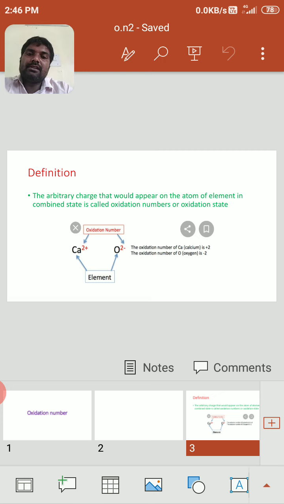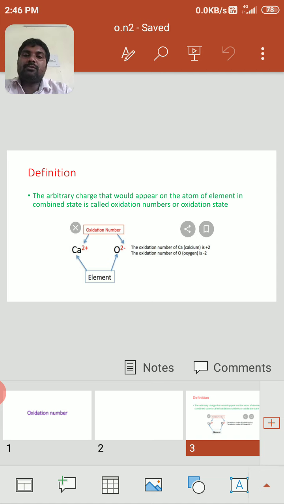Here is the example: calcium oxide. Here the charge of Ca is +2, that is called the oxidation number, and O is -2, that is called the oxidation number. The oxidation number of calcium is +2 and of oxygen is -2, and the charge present on the atom is called the oxidation number. Simple definition. And how can we calculate the oxidation number of unknown elements in a compound?